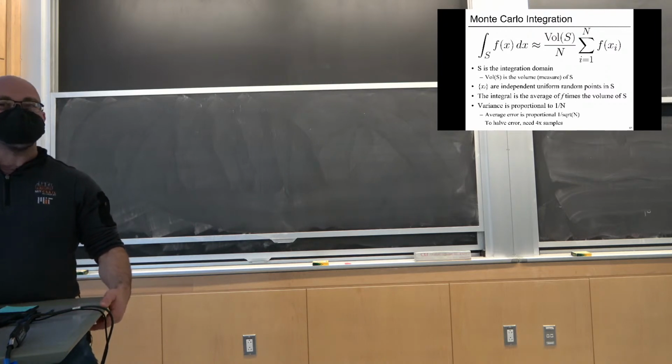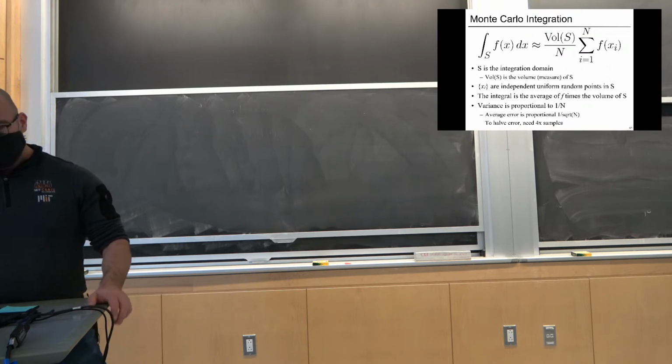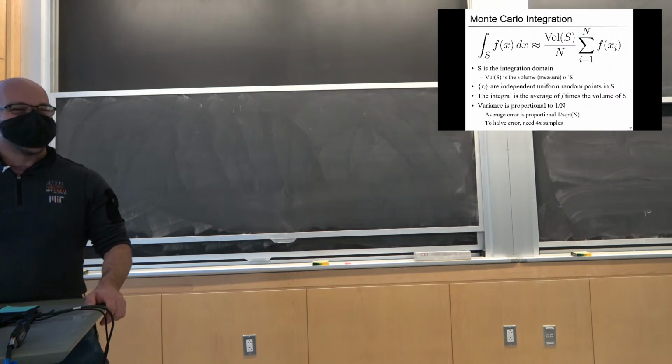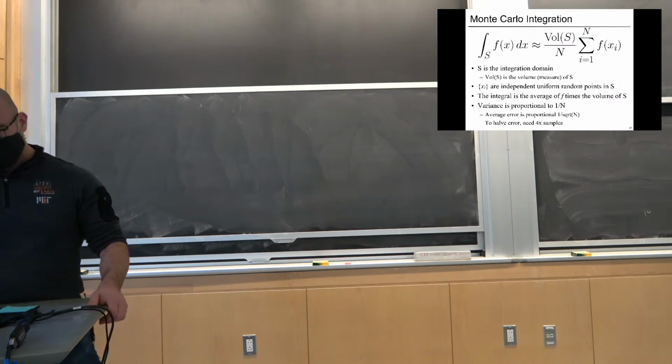Now, that is a bad convergence rate. I mean, 1 over square root of n is really slow. But it turns out that high-dimensional integrals with grids converge even slower. And so that's the basic inspiration here.